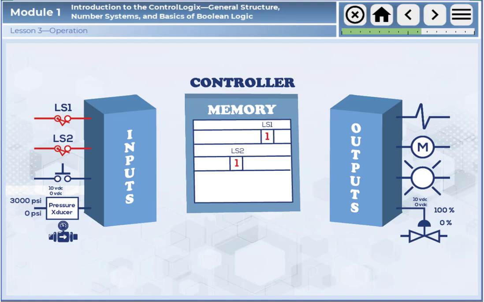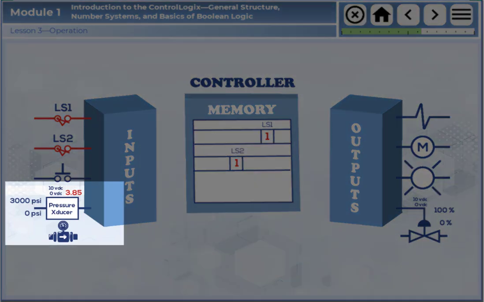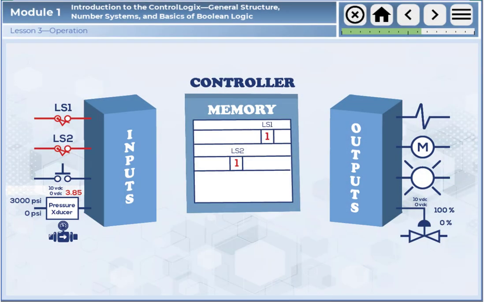In the case of an analog device, the controller will read the voltage through the analog input module and store the value in a memory location. However, the data stored will use more than one memory cell to represent that number. We'll see more on this later. For example, if the analog voltage being read at the input module is 3.85 volts, then the controller will store 3.85 in a memory location that references the pressure input field device.